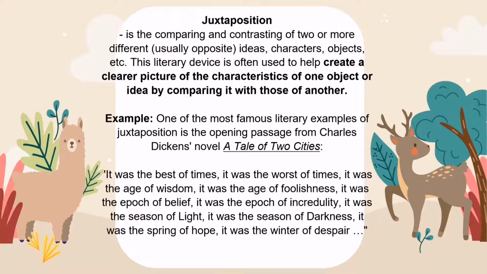Next, juxtaposition is the comparing and contrasting of two or more different, usually opposite ideas, characters, objects, etc. This literary device is often used to help create a clearer picture of the characteristics of one object or idea by comparing it with those of another. Example. One of the most famous literary examples of juxtaposition is the opening passage from Charles Dickens' novel, A Tale of Two Cities.